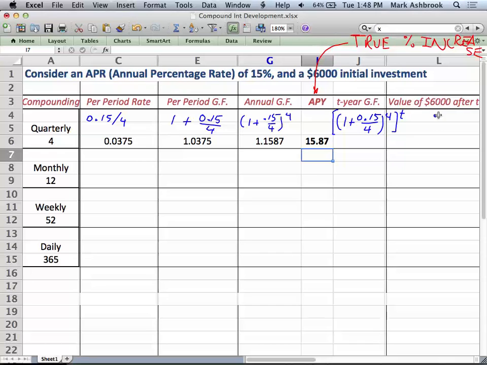Okay, so it would be 6,000 times the T-year growth factor. 1 plus 0.15 over 4, all to the 4th, all to the T.